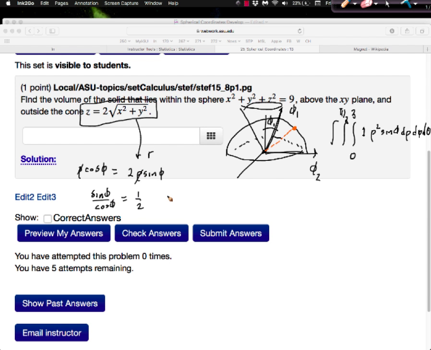If we solve that, that's tangent, right? Tangent equals 1/2. So what angle is our starting angle? What's our starting phi? So this cone is equivalent to tangent of phi equals 1/2. So that phi is arc tangent, right? Arc tangent of 1/2.